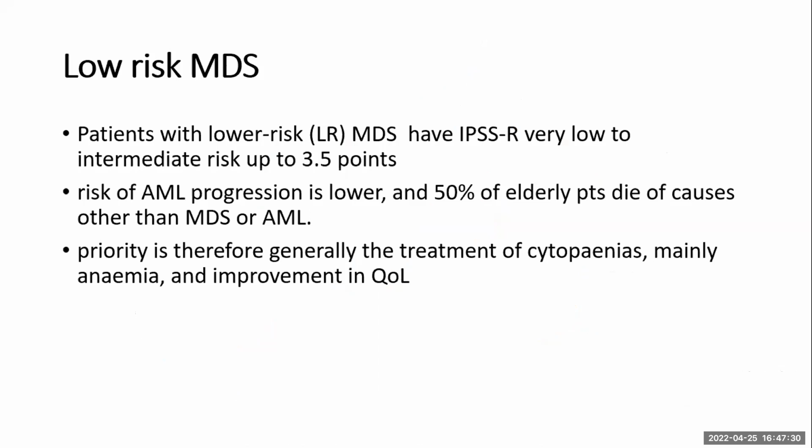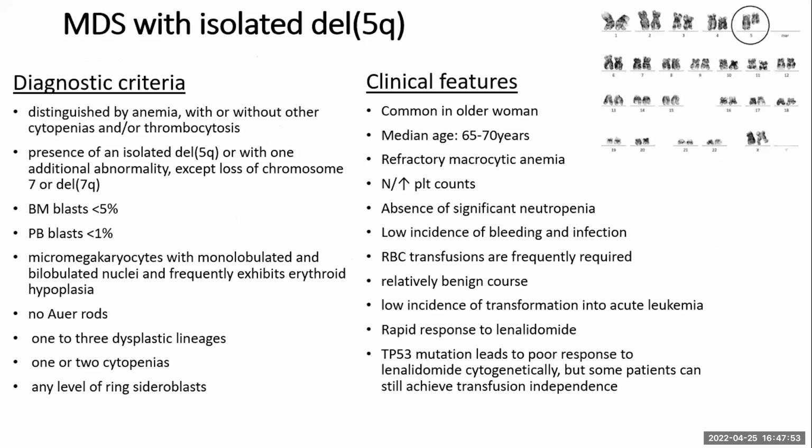So the priority in these patients, therefore, is generally the treatment of the cytopenias, which is mainly anemia, and improvement in quality of life instead of trying to go for cure. You don't need to be very aggressive in a patient with lower risk MDS, especially if they are elderly. So I'll look a little bit at a few types of MDS that are regarded as low risk. I'll start with the MDS with isolated deletion 5q.